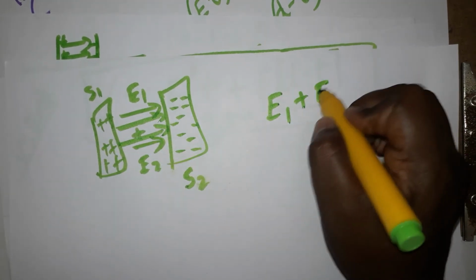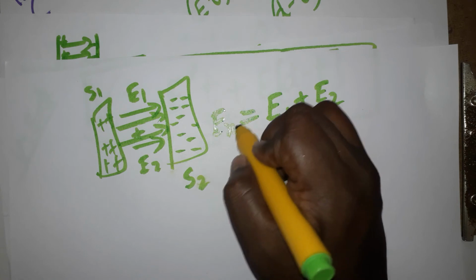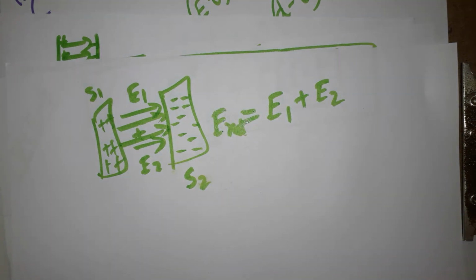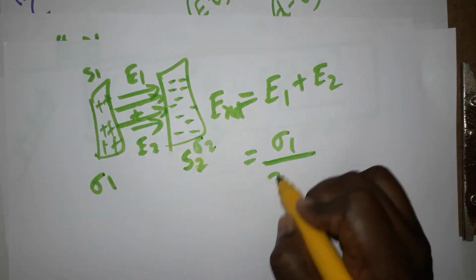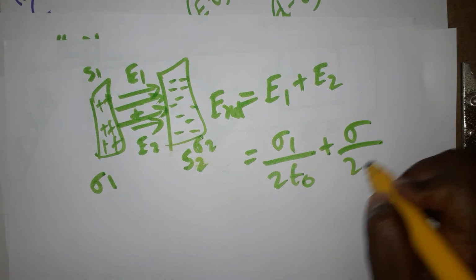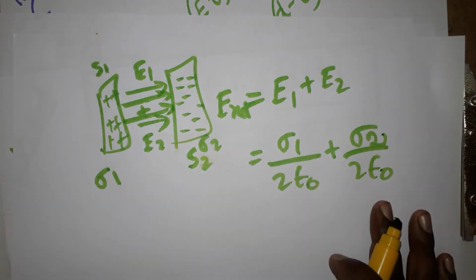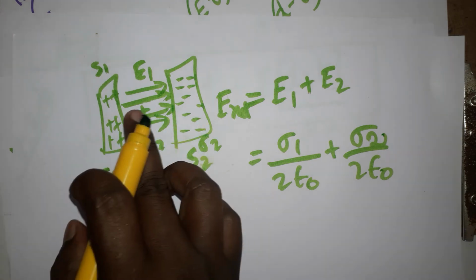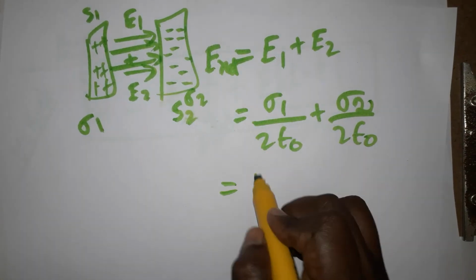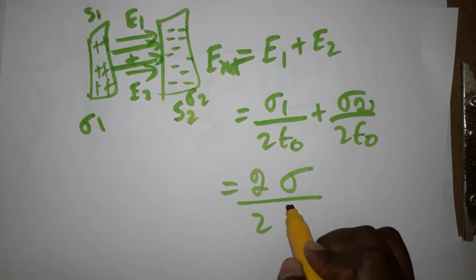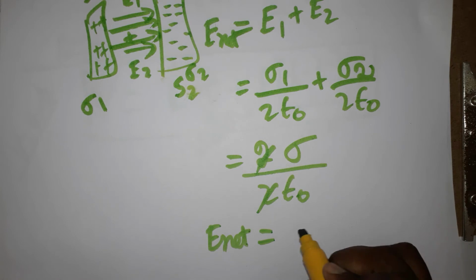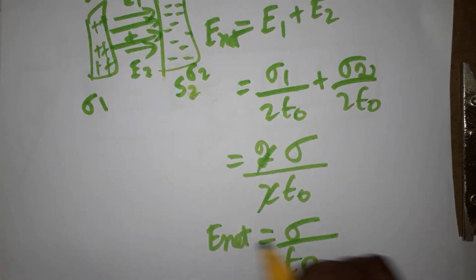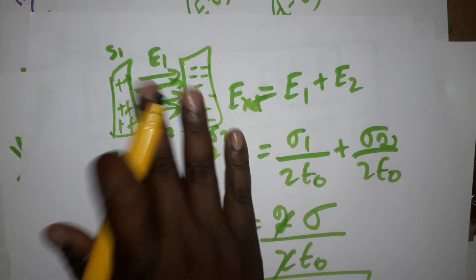So E1 plus E2 is equal to the net electric field. I already calculated for one sheet: it is sigma by 2 epsilon naught. For the two sheets, charge density 1 and charge density 2, it is sigma by 2 epsilon naught plus sigma by 2 epsilon naught. The direction is represented as plus or minus. It is 2 times sigma divided by 2 epsilon naught. The 2 gets cancelled. The net field at the center of two parallel plates is sigma divided by epsilon naught. This is for the air column.